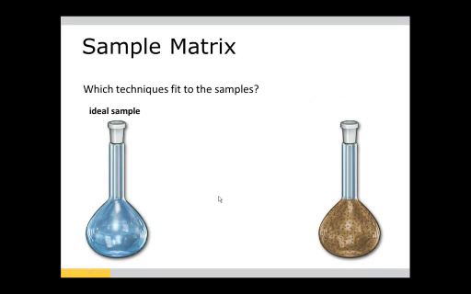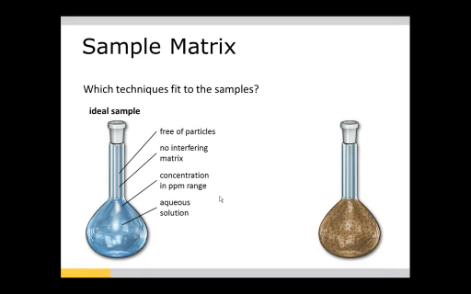Now, what would be an ideal sample? An ideal sample should be free of particles, with no interfering matrix. The concentration is in the ppm range, it is ready for direct injection, it is in an aqueous solution, and the pH is right about 7. So we see this ideal sample only in the laboratory where we prepare aqueous standards.